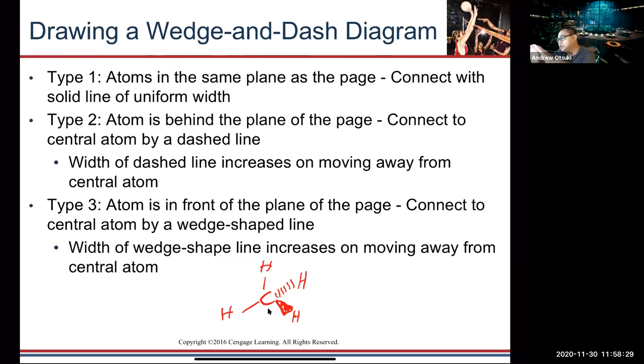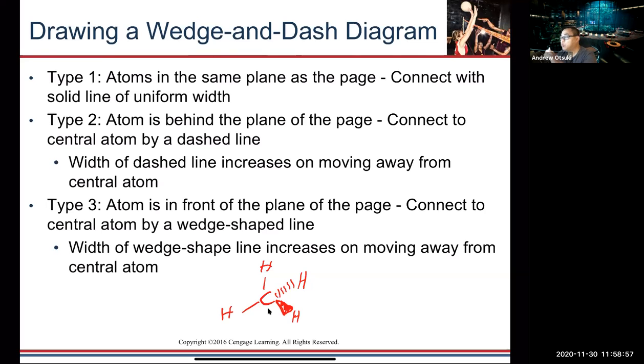So this is just a way of drawing 3D. I'm not sure. I don't think we'll see it. You might not see it in the homework, but this is just an example of how to draw wedge and dash diagrams. And this will be very important when you talk about stereochemistry, which we will not talk about here, but you'll talk about that in general chemistry. So it's good to know these dash and wedge bonds.